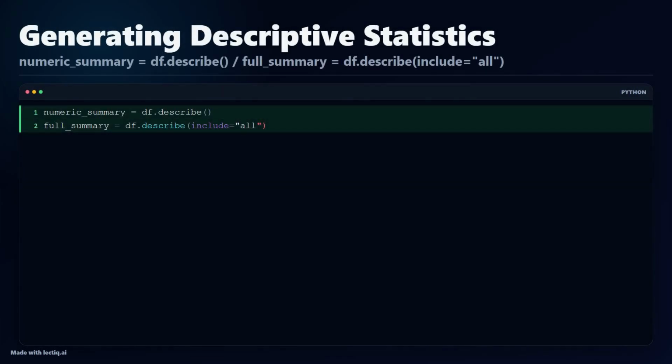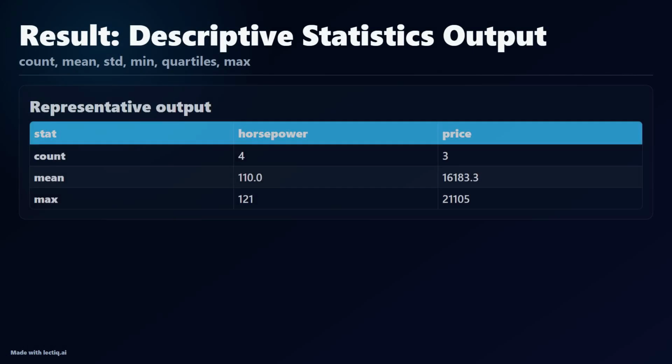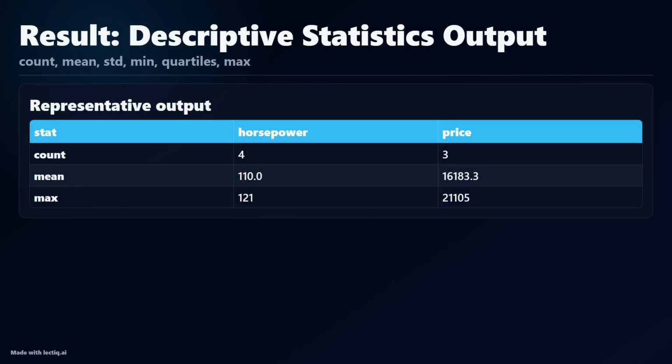df.describe summarizes the numerical columns with statistics like count, mean, standard deviation, minimum, quartiles, and maximum. Adding include='all' also summarizes the non-numeric columns, and you may see NaN wherever a particular statistic doesn't apply to that column's type. This compact table is what the numeric summary looks like: count, mean, standard deviation, minimum, the quartile breakpoints, and maximum for each numeric column.